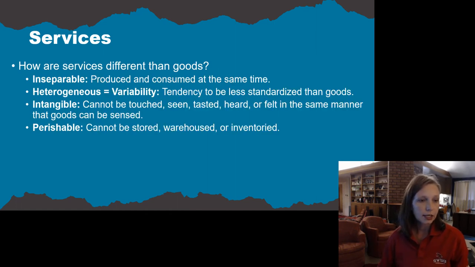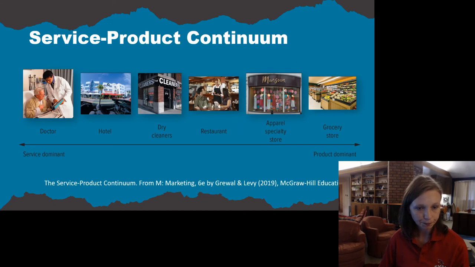Inseparable means that services are produced and consumed at the same time, simultaneously. Heterogeneity means that services are variable. They have a tendency to be less standardized than goods. They are also more intangible than goods, which means they can't be touched, seen, tasted, heard, or felt in the same way that goods can be sensed. And they are also perishable, which means they cannot be stored, warehoused, or inventoried. And this is a picture here.